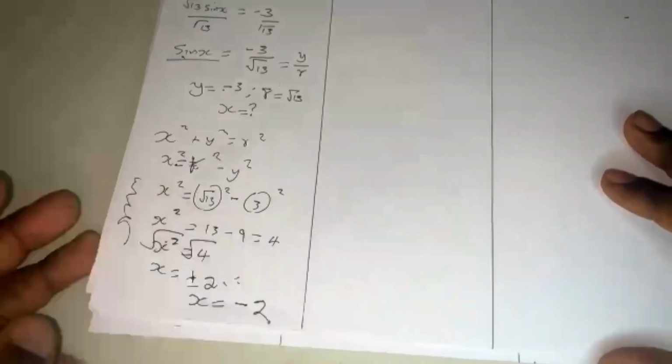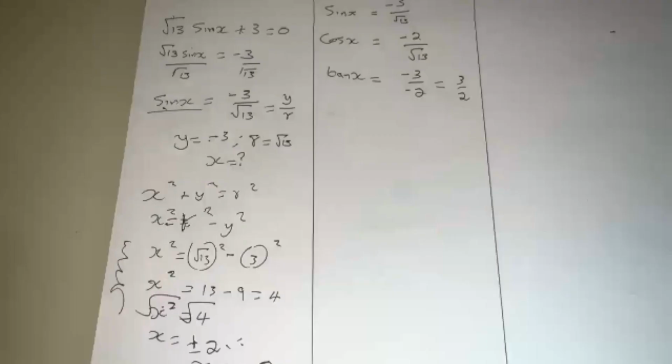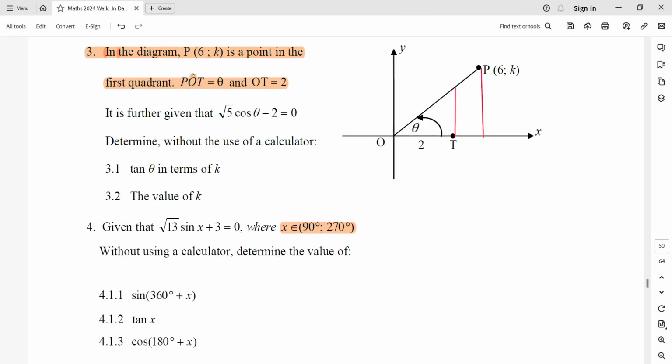Which means sine x is negative 3 over root of 13, cos x is negative 2 over root of 13, and tan x is negative 3 over negative 2, which is 3 over 2. Because it's the third quadrant, tan is positive, which is correct. If you can do this, you have answered all the questions. Let's see the first question and see if we can solve it without doing anything else.